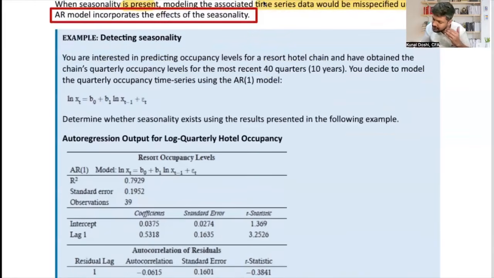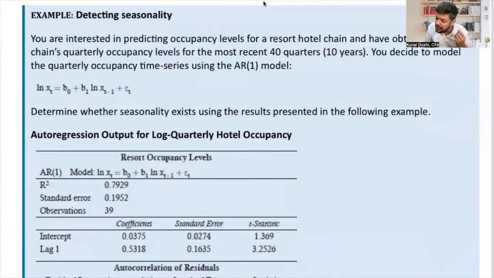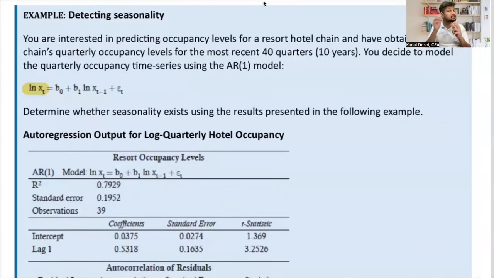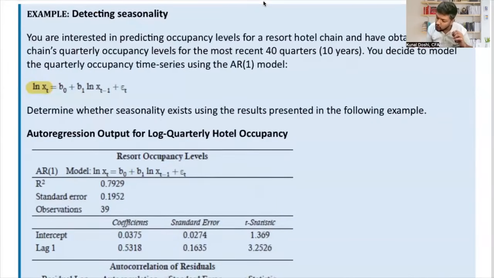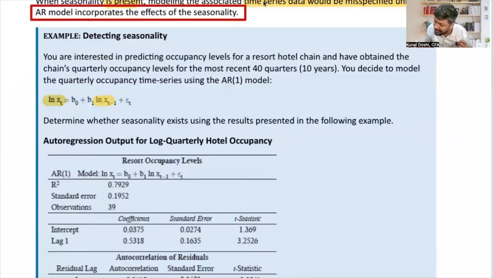So first of all, if you notice here, because it's the sales, it's a number, right? Therefore, we use a log. Are you with me? Because we have sales. Remember the log linear trend model? So log of x_t, the current period, is, as you see here, related to log of x_t minus 1, the last period, right? Okay. You are interested in predicting the occupancy level for a resort hotel chain and have obtained the chain's quarterly occupancy level. But here, for the current year quarter, you are trying to relate it with the previous quarter. However, the fact may be that, let's say I'm currently in Q4.